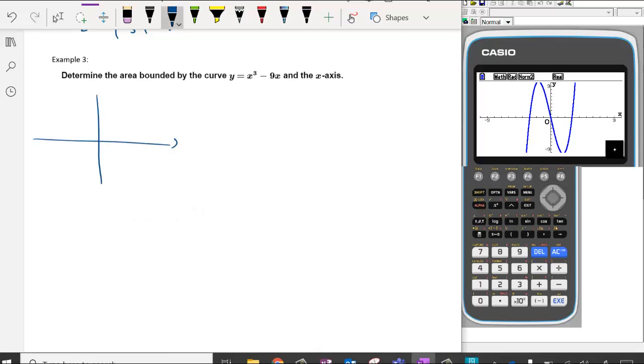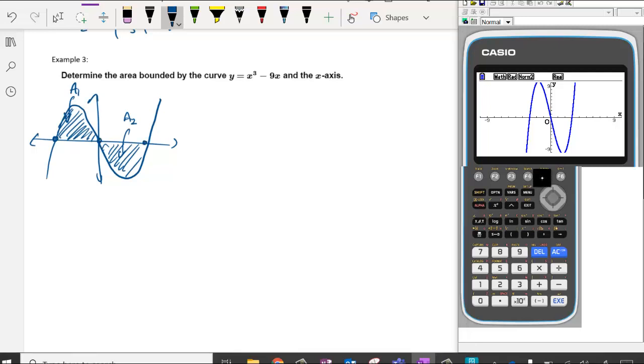So when I sketch this one out as a rough sketch, I've got two areas that are bound by the axis. So that means I've got area 1 and area 2. Now obviously area 1 will be a positive, area 2 will be a negative. We need these intercepts here. These intercepts will be important. So G-solve, and we'll find the roots. So we have -3, we have 0, and we have 3.